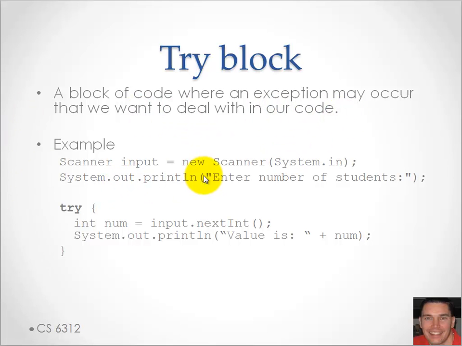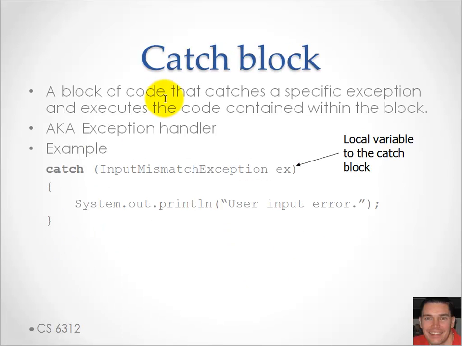So I've got an example here. We set up a scanner object where we want to then enter the number of students. That's going to be a number that's entered. So this input.nextInt is a method that can throw an exception, because we want to be able to handle that within our code. We're going to put a try block around that. Then to be able to deal with that exception within our code, we add a catch block. And this is a block of code that catches the specific exception that has been thrown and then executes the code within that particular block.